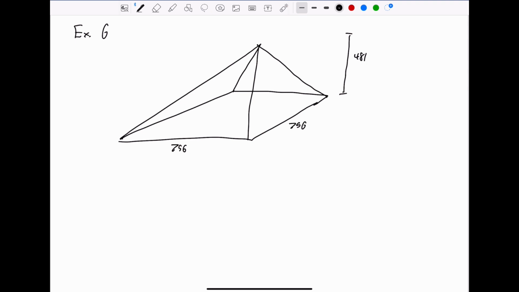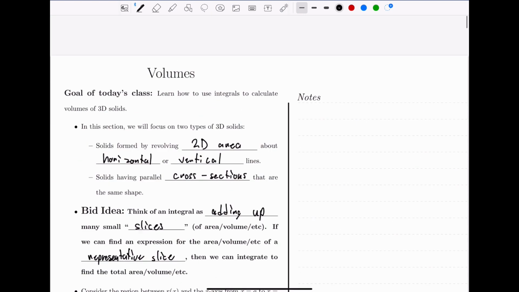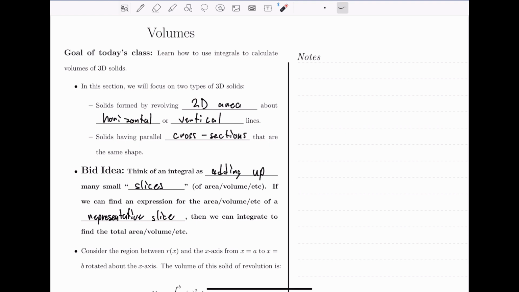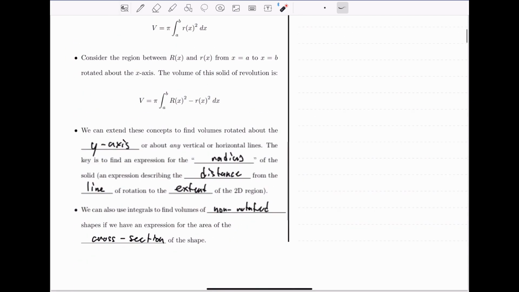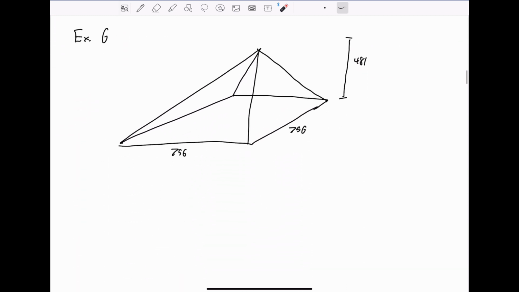So let's draw a representative slice in here. And once again, we're returning to this really key idea of integrals. Let's take a look back at the front of the handout. We're thinking of integrals as adding up slices of volume in this case. So if we can find an expression for the volume of a representative slice, then we can integrate to find the total volume. That's really going to be the key here: slicing up the volume, finding the volume of a representative slice, and then adding up the volumes using an integral. So we will take cross-sections parallel to the ground. Here's a cross-section, just a representative slice.